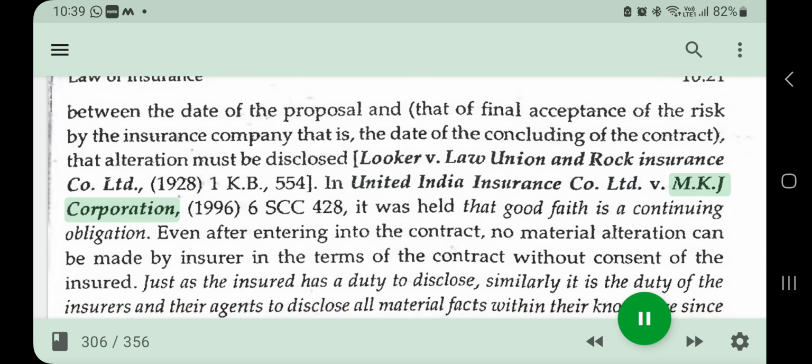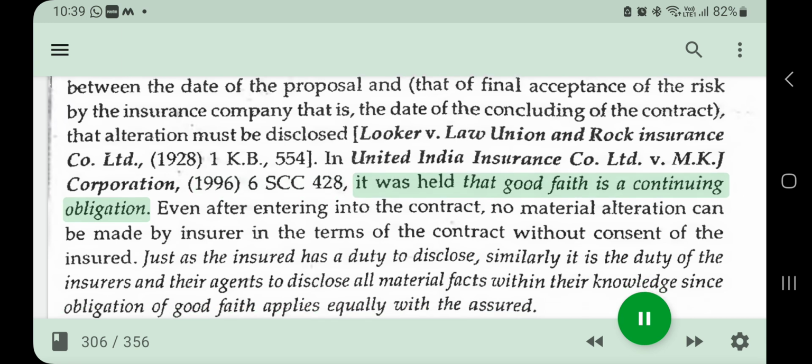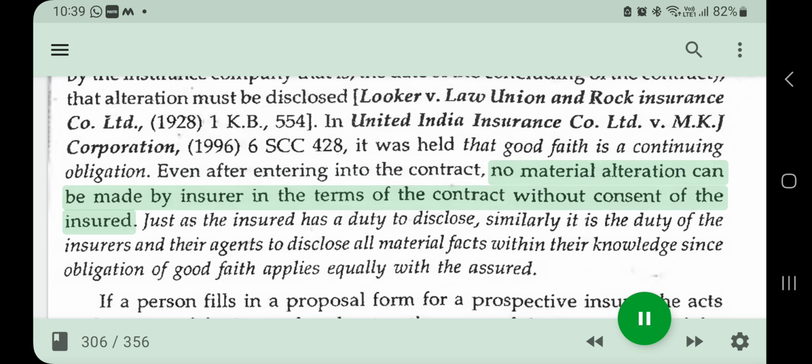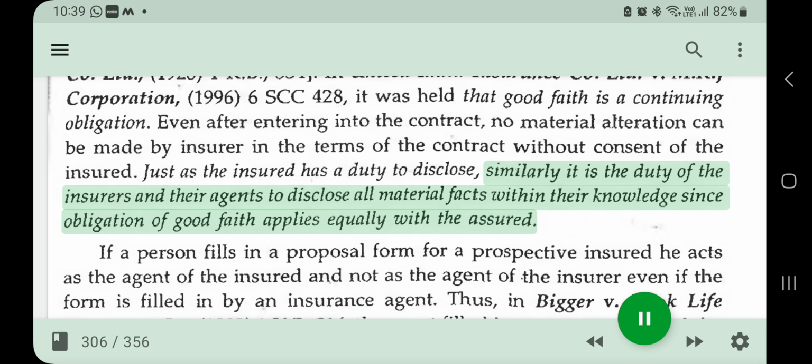In United India Insurance Company Limited v. MKJ Corporation, 1996, 6 SCC 428, it was held that good faith is a continuing obligation. Even after entering into the contract, no material alteration can be made by the insurer in the terms of the contract without consent of the insured. Just as the insured has a duty to disclose, similarly it is the duty of the insurers and their agents to disclose all material facts within their knowledge, since the obligation of good faith applies equally with the assured.